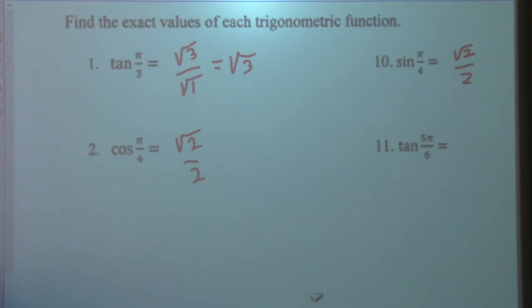Do you find you're able to do these without looking at the unit circle? Some of them, yeah. To me, it's helpful. This is the example.